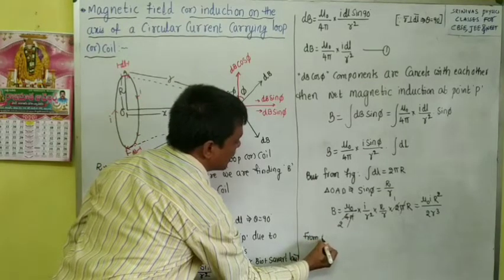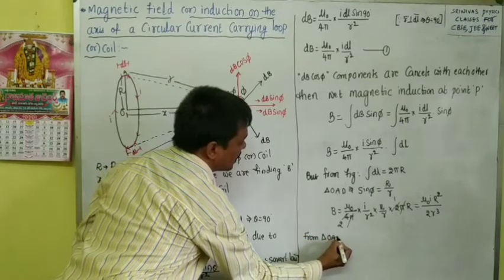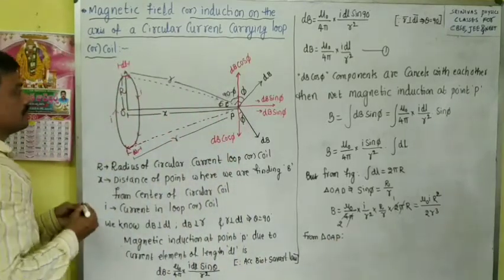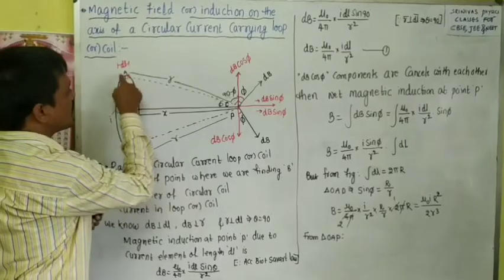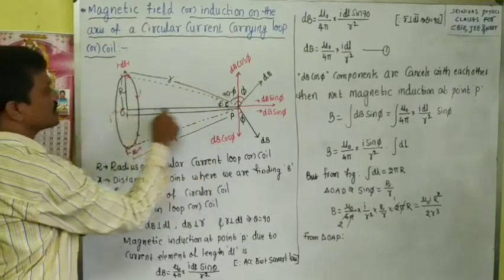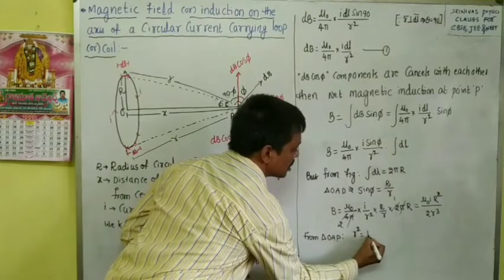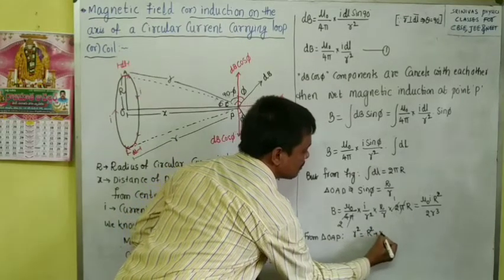Same from triangle we will take OAP. It's a right angle triangle. We have to use the Pythagoras principle here. What is Pythagoras principle? Hypotenuse square equal to this square plus this square. That means we write small r square is equal to capital R square plus x square.